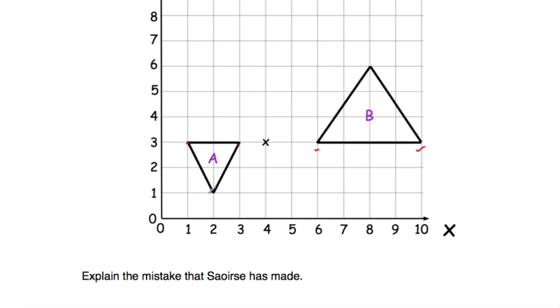Let's have a look at this point here. If we look at this one, it's 1, 2 to the left and 1, 2 down. So instead of going 2 to the left and 2 down, we're going to go 4 to the right and 4 up. So 1, 2, 3, 4 to the right and 4 up. 1, 2, 3, oh, 4. It should be there. So that's it.